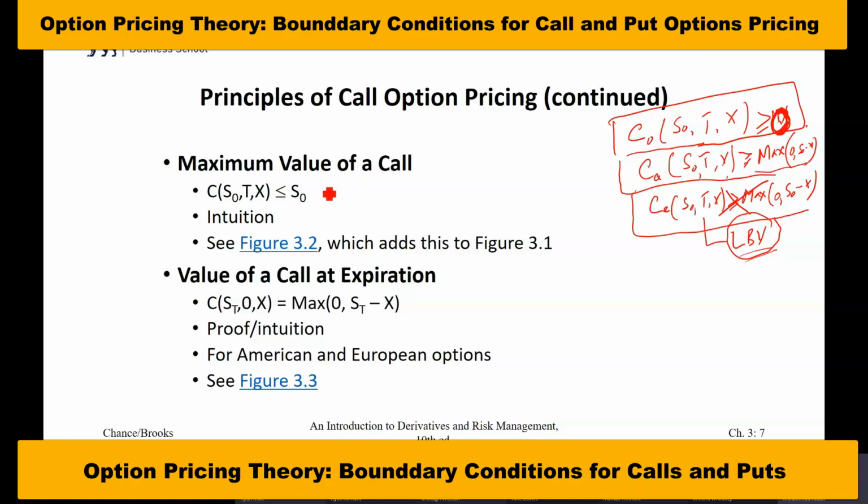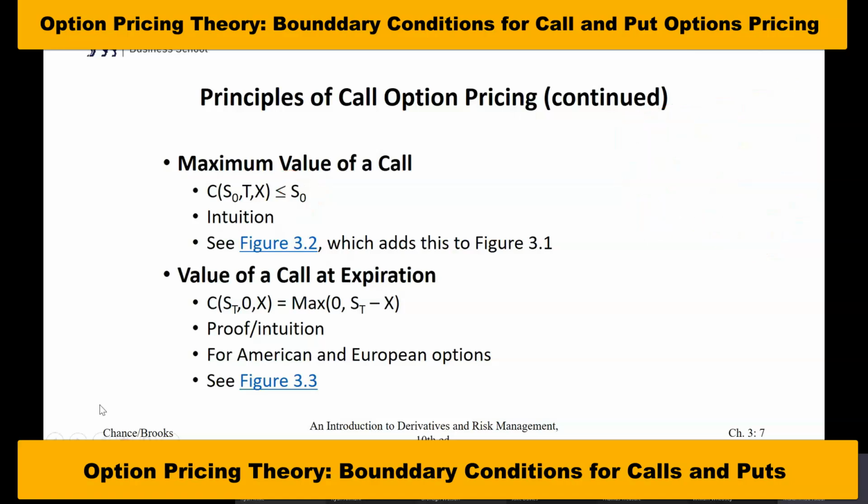Now, the maximum value of a call will always be less than or equal to the price of the underlying asset. Let's say I have the shares of Amazon, and the current price is $3,300. If I want to buy a call option on Amazon, what will be the maximum price I am ready to pay? Theoretically speaking, I am not going to buy the call option on Amazon for a price of $3,500.